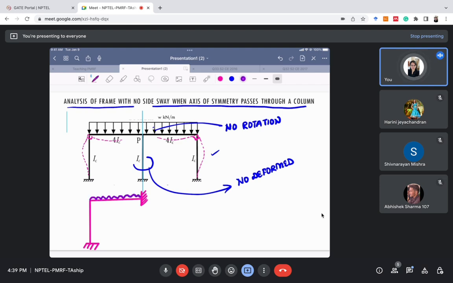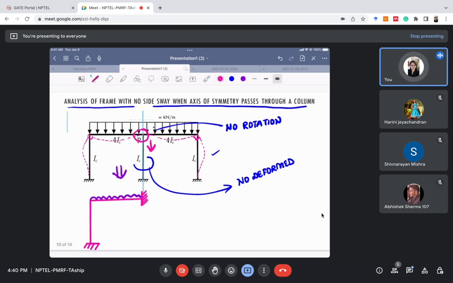So this structure, the entire frame is as good as this thing. Because this joint P is now acting as a fixed support. Why fixed support? Because there is no rotation here, and there is no vertical movement here because the column is not deforming.